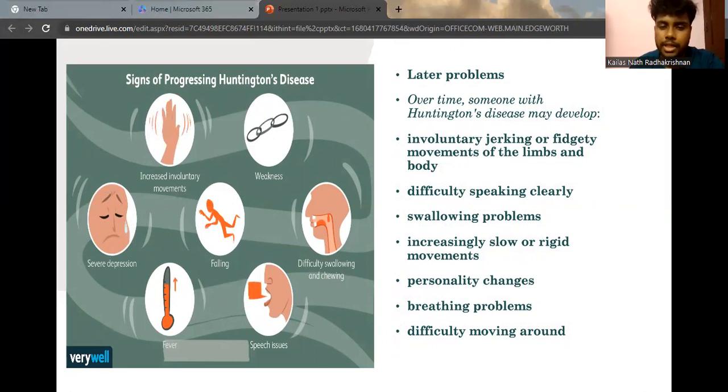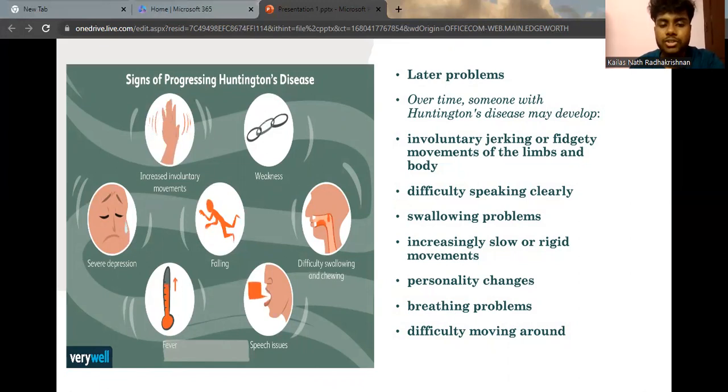Swallowing problems. They may choke on food and get lung infections like pneumonia from food going down the wrong way. Increasingly slow or rigid movements, personality changes. Sometimes they may change so they don't seem like their former self at all. Breathing problems, difficulty moving around. They may eventually lose the ability to walk or sit up by themselves.